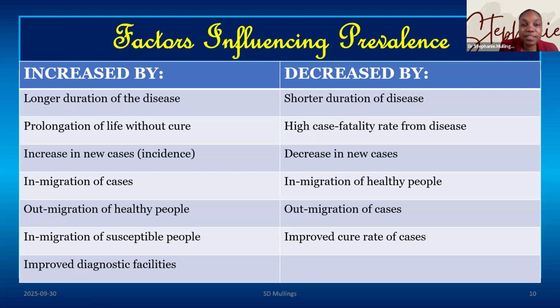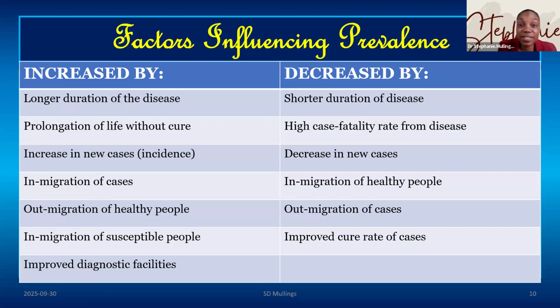Other factors that can affect prevalence, and here they are decreasing the prevalence rate in a particular population, are a shorter duration of the disease. So if you develop a condition, for example, the common cold, or influenza, or maybe a bacterial infection, say a yeast infection, something that has a short life, it can be cured, then the prevalence would decrease.